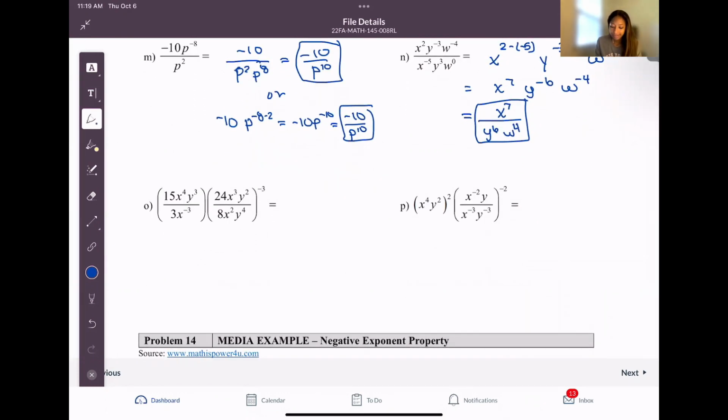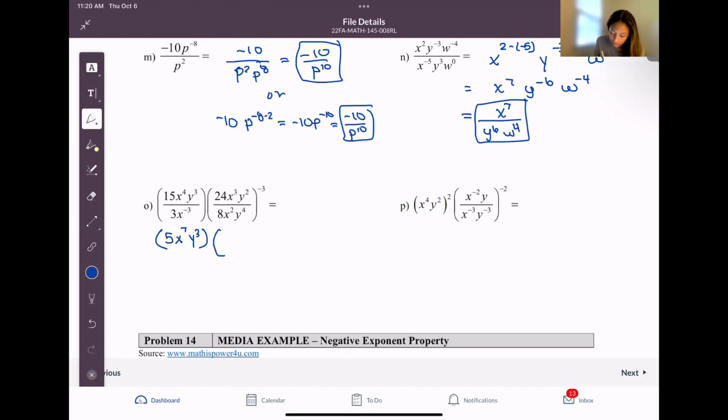All right, and for part O, this problem looks worse than it is, I think. I mean, it is a little bad, but it's not as bad as it looks. We're going to start off the problem by trying to simplify what's in the parentheses before we apply exponents or group together terms or anything else. For the first set of parentheses, we have 15 over 3, that's 5. And then x to the 4th over x to the negative 3rd. That would be x to the 4 minus negative 3, which is x to the 7th. And then y cubed. Okay, that's the first part.